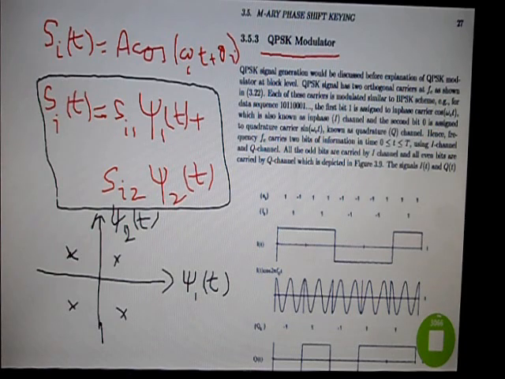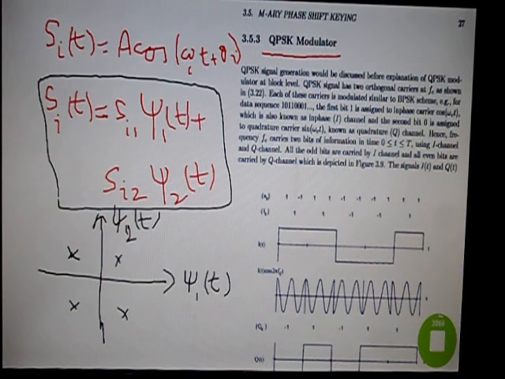For today, let me read out this text first, because we need to learn each and every line of this text. QPSK signal generation would be discussed before explanation of QPSK modulator at block level. So we are going to observe our modulator at block level. We'll see this modulator at block level, right? QPSK signal has 2 orthogonal carriers. So very important, keep this in mind.